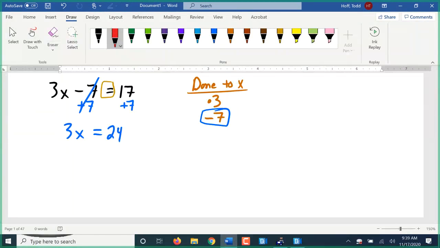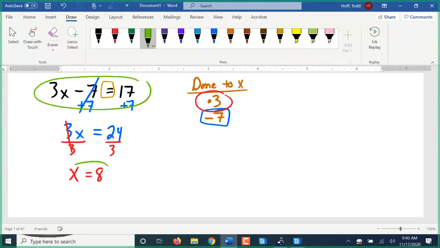Now we need to get rid of the 3. The 3 is multiplying x, so we'll get rid of it by dividing by 3, remembering to do the exact same thing to the other side. So 3x divided by 3, the 3's just cancel out, leaving us with x. 24 divided by 3 gives us 8. So x equals 8.